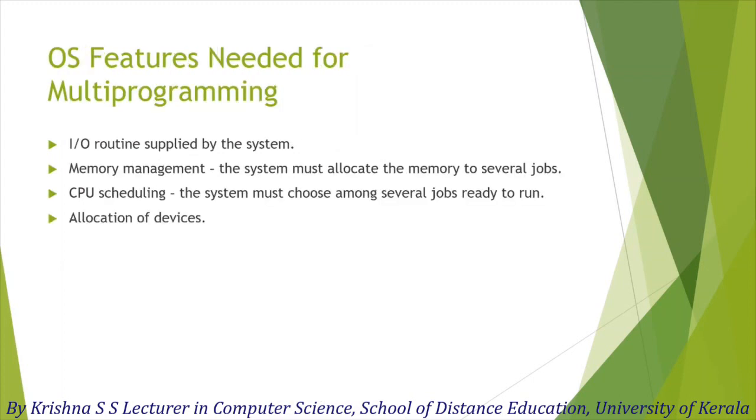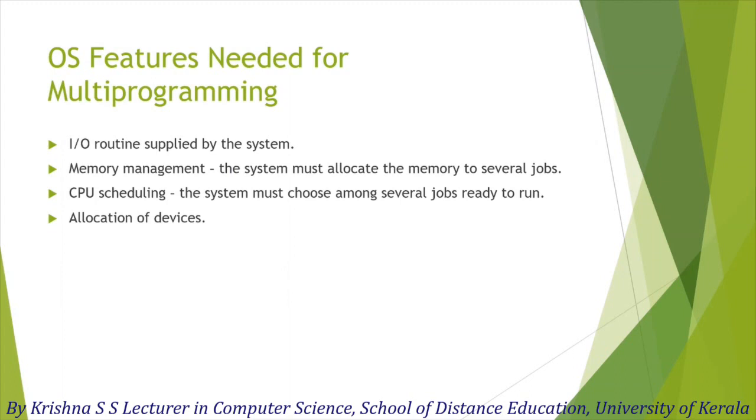Now we will discuss operating system features needed for multiprogramming. First is the IO routine supplied by the system. That is, the input output operations are also supported by the same operating system. Then comes memory management. Multiprogramming is the first instance where the operating system must make decisions for the users.